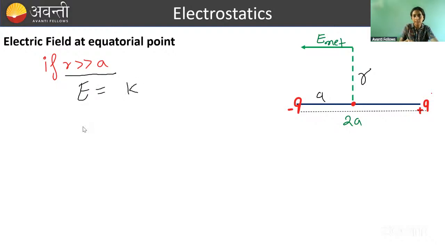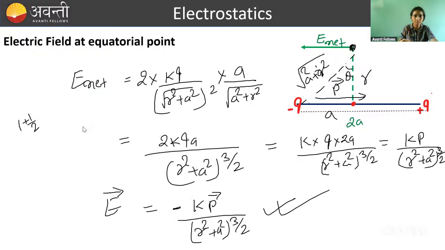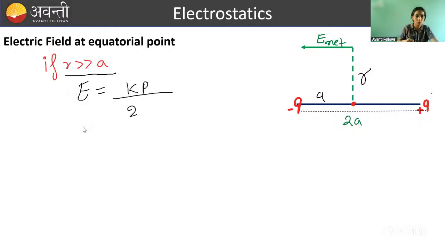Electric field क्या होगा? KP divided by... Sorry, क्या था? Okay. Just give me some time. No issue. But you should be on time. R square plus A square का power क्या लिखोगे? 3/2. This was the value, right?